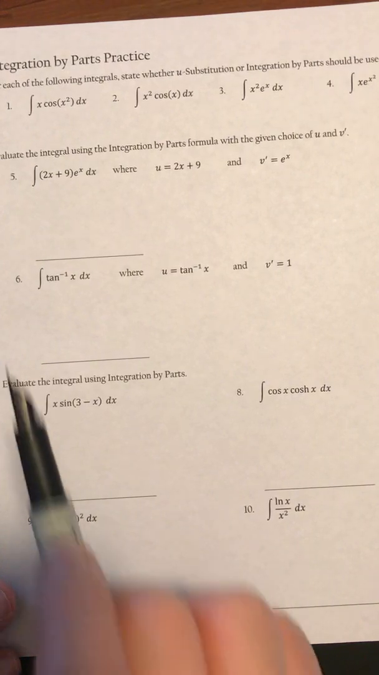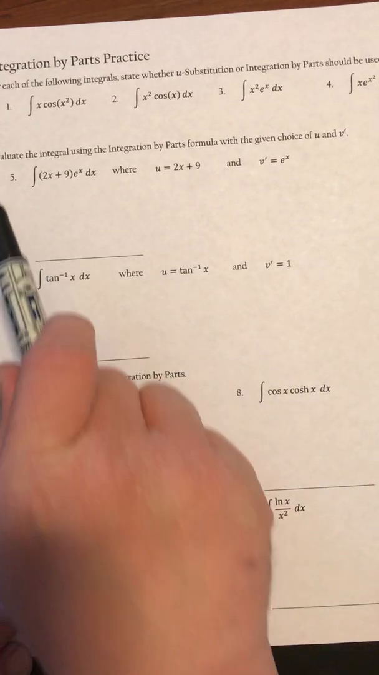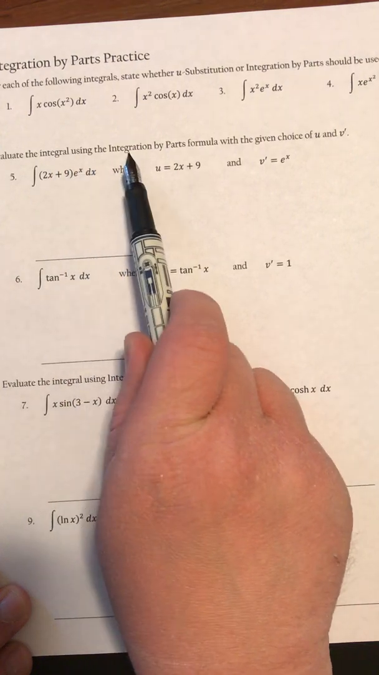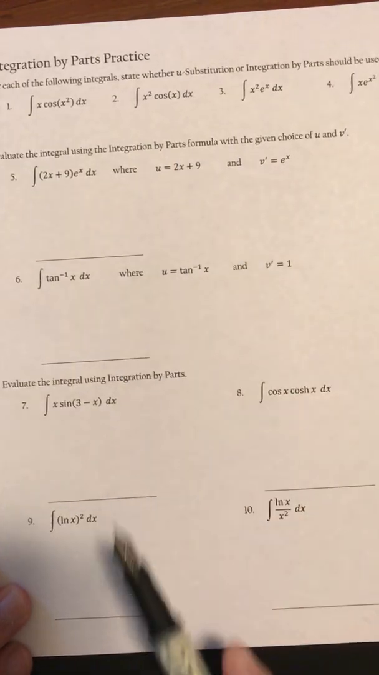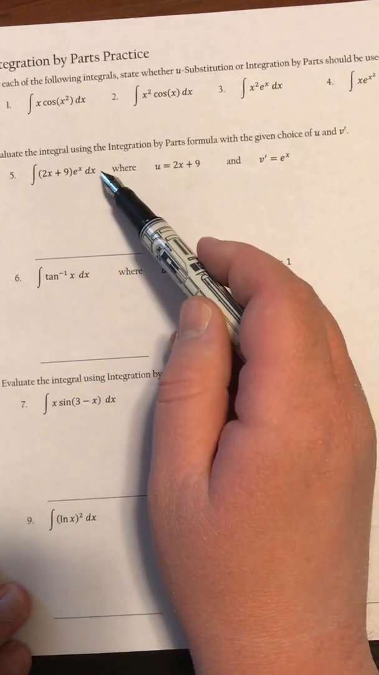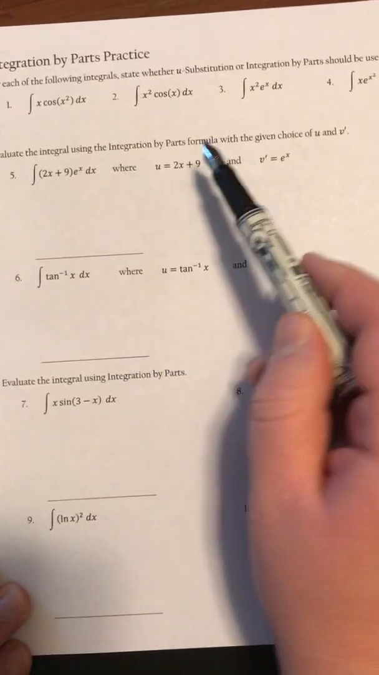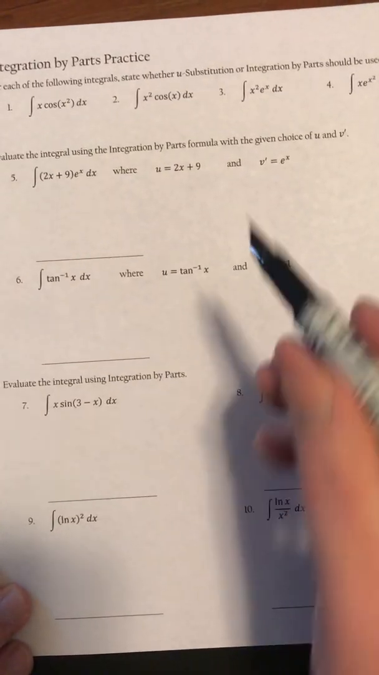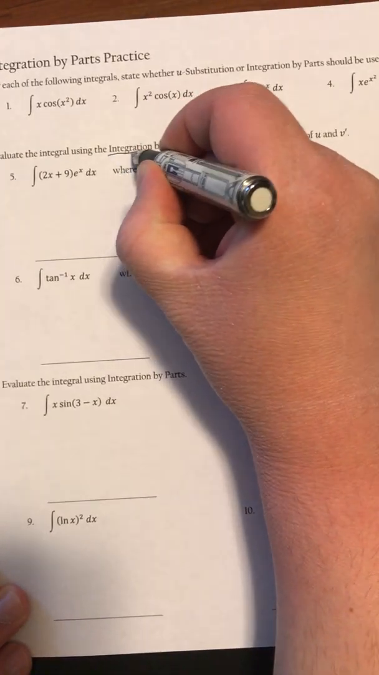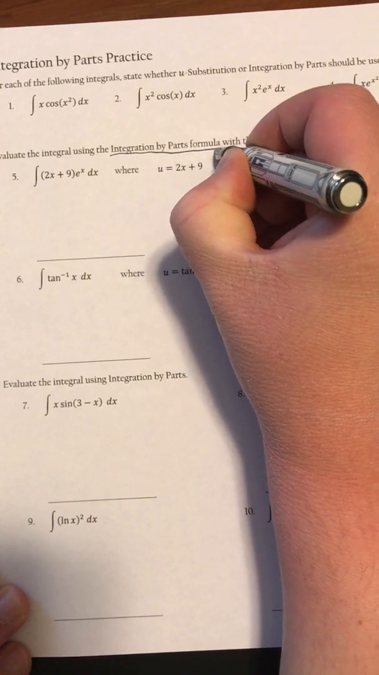All right, so I'm going to go ahead and work on questions 5 and 6 now. They say, evaluate the integral using the integration by parts formula given the choice of u and v prime. So if you notice 5 and 6, they give us both indefinite integrals, and they already tell us what u and v prime are. So the only thing I need to really worry about is what's the rest of the information that I need for this integration by parts formula.